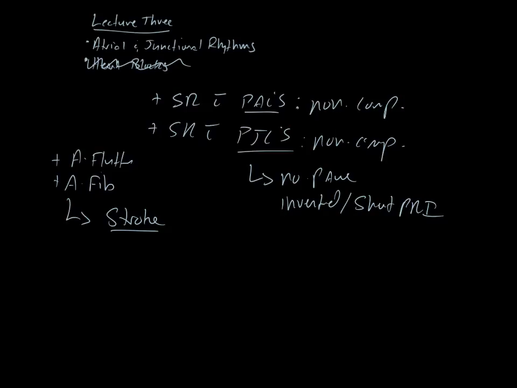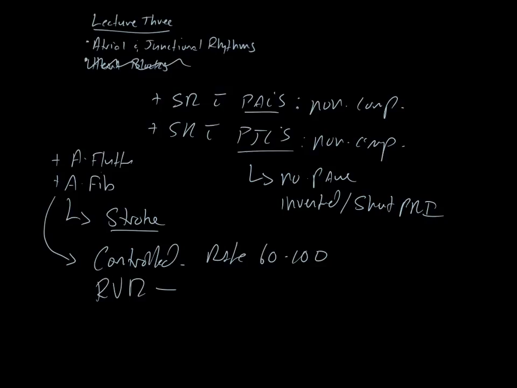Let's see here. There's some special terminology that comes from flutter and AFib, and it has to do with how the ventricles respond, or how many of the flutter waves or the fib waves are filtered out. If the response is what we call controlled, what does that mean? It's a normal rate. Good, the rate is at 60 to 100. If it is a rapid ventricular response, the rate is above 100. Okay, you guys okay with that?